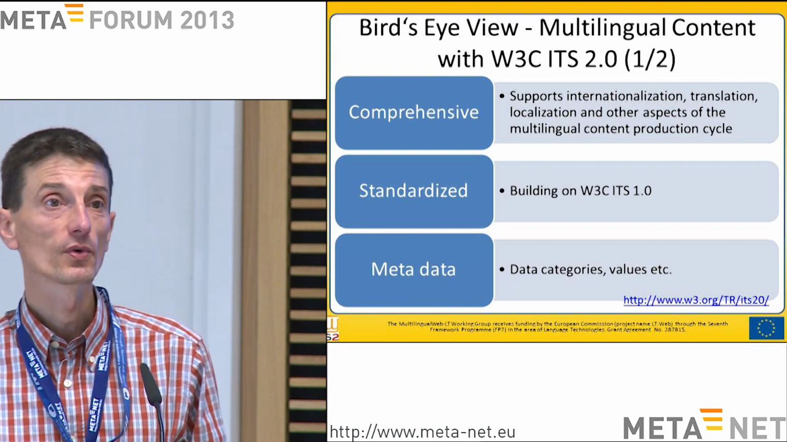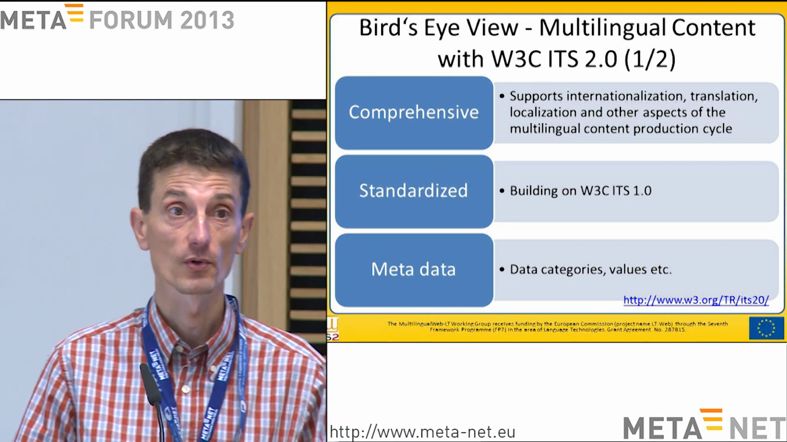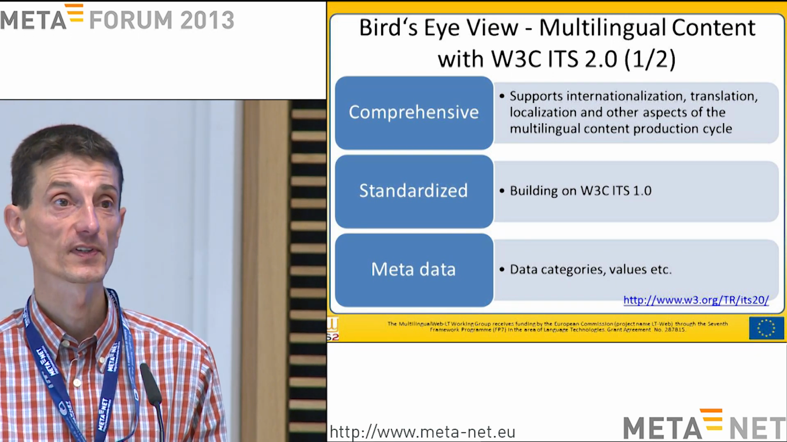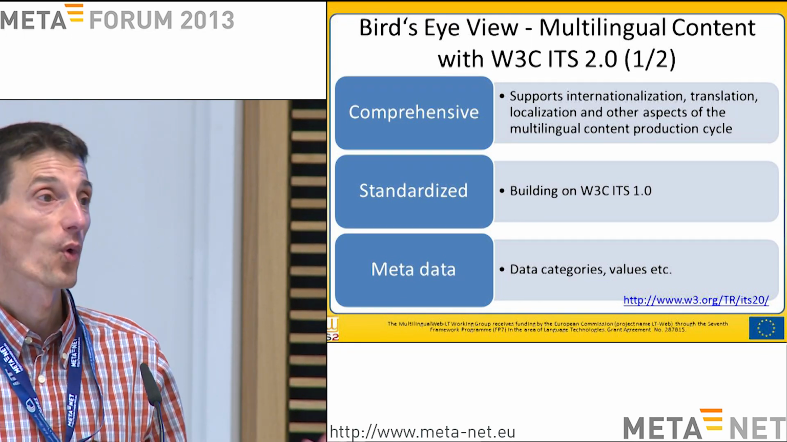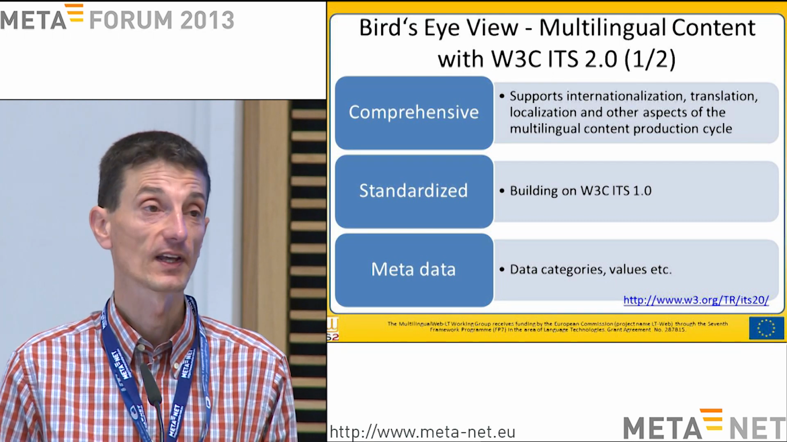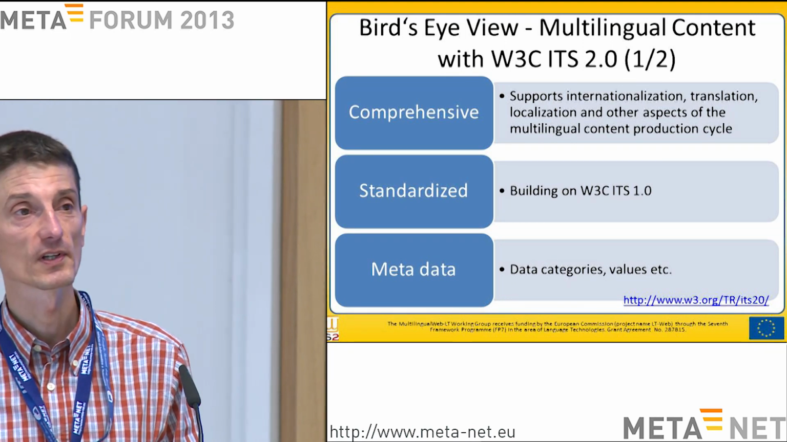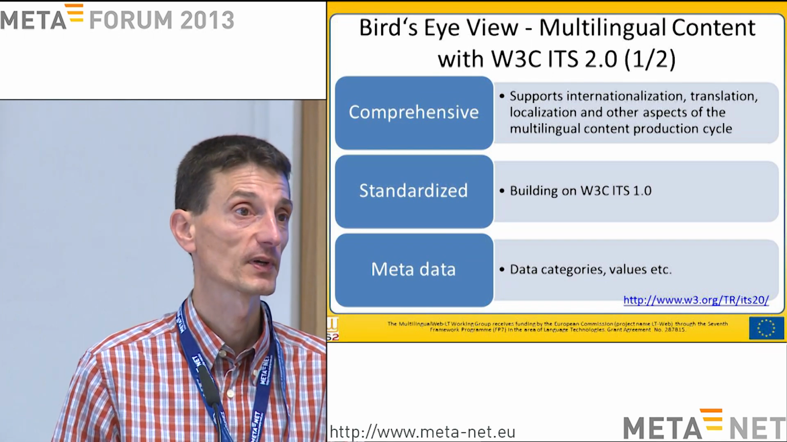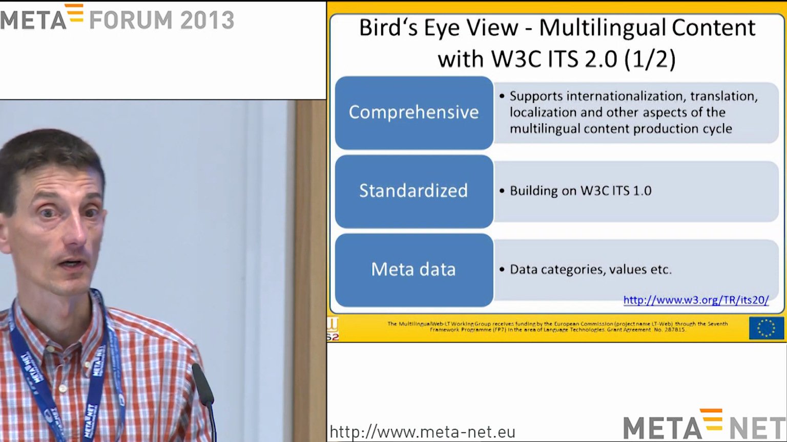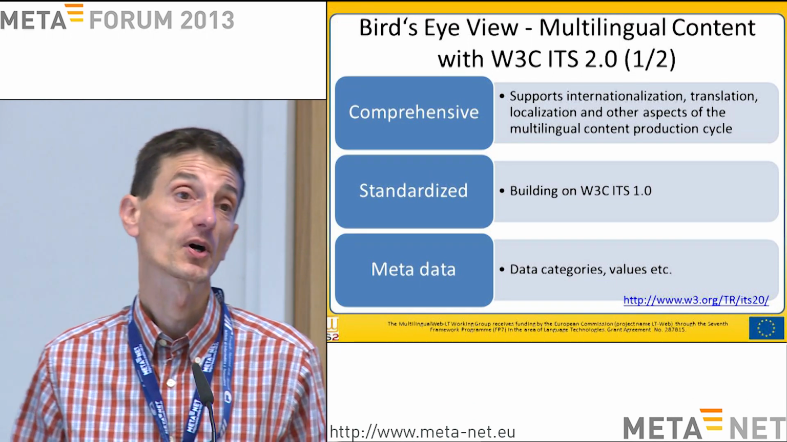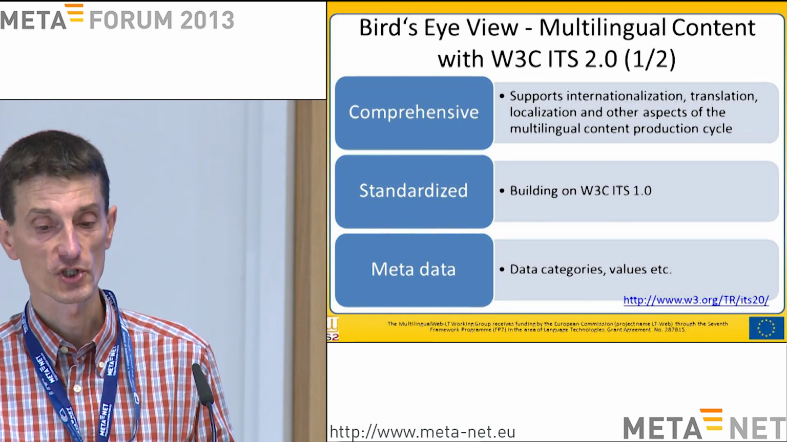Now let's move to the W3C ITS 2.0 processing approach, or see how that specification will enhance multilingual content processing. So what is it? It's a comprehensive, standardized set of metadata. Comprehensive in the sense it covers internationalization, localization, translation, and various other aspects of multilingual content processing. It's standardized, so it's under the auspices of the W3C, and it's about metadata, so it's about things that are relevant for the individual steps in the processing chain.